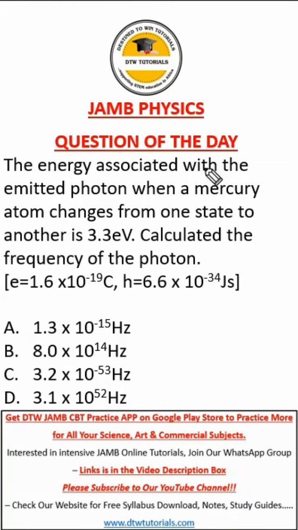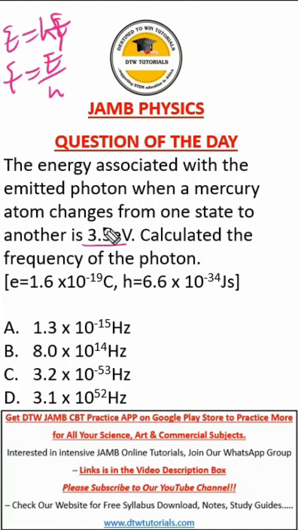You can get this JAMB physics question. It says the energy associated with the emitted photon when a mercury atom changes from one state to another is 3.3 eV. Calculate the frequency of the photon. Here we use the formula for energy of radiation, which is E equals hf. We're looking for f, which is the frequency, so make it the subject of the formula. It becomes f equals E over h.